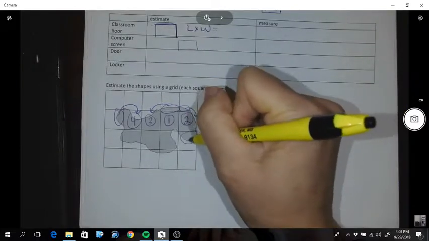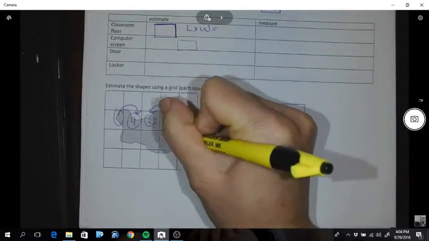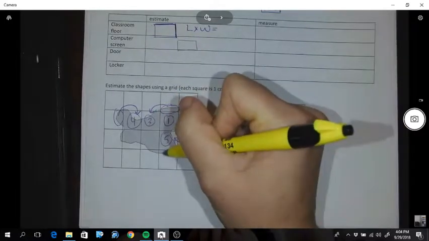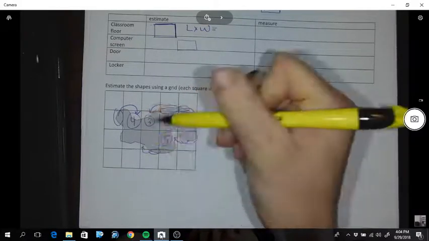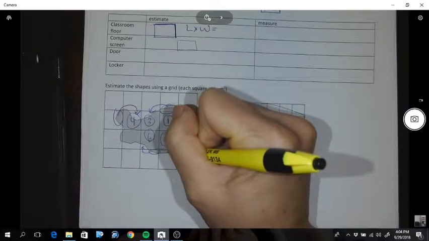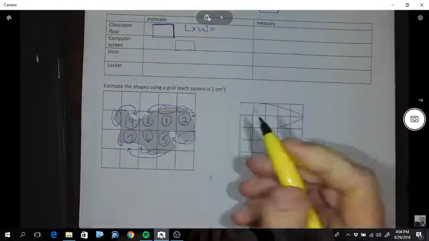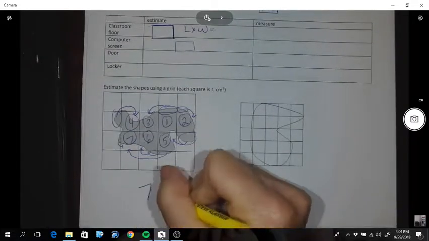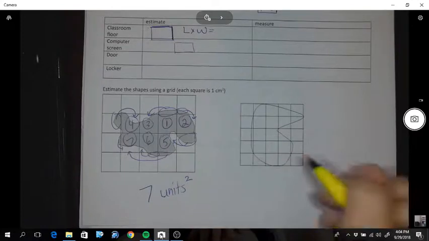This I'm going to place into the empty space on that one. 5. We have some empty space to go into this to be 6. And once we move that, I'm going to say that this object covers 7 units squared of area.